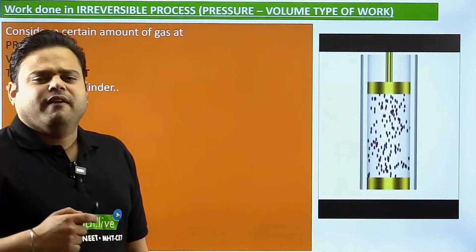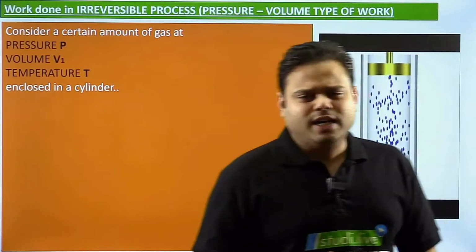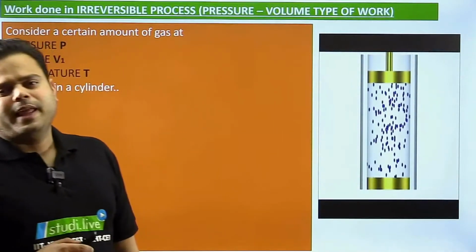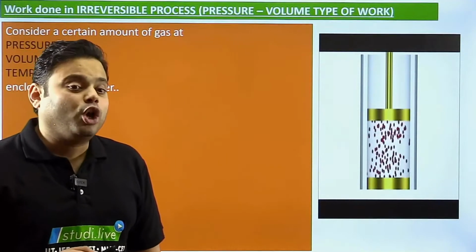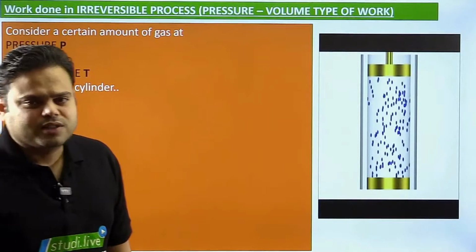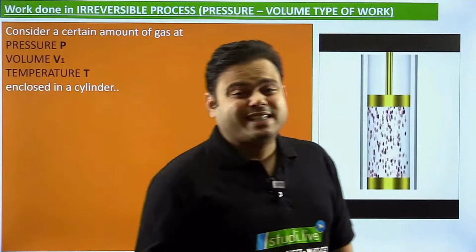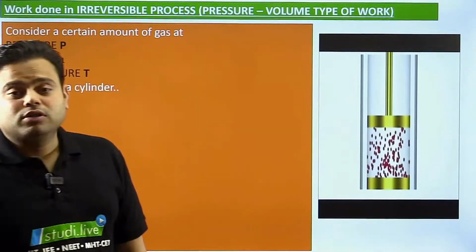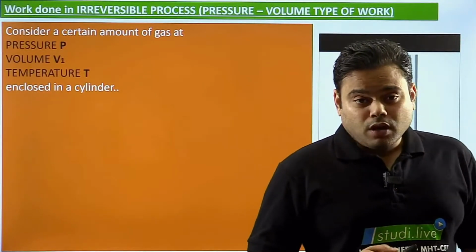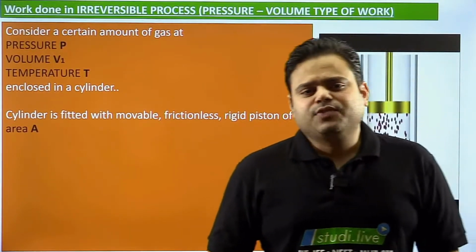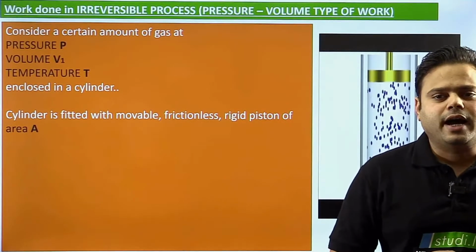Okay, so it's a cylinder which is fitted with a weightless, frictionless piston. This piston is compressing the gas, and as it's getting compressed, you can see that the molecules are coming closer. You can see that the volume is decreasing. You can also understand that the pressure on the gas is increasing. Now, the cylinder is fitted with a movable, frictionless, rigid piston of area A.